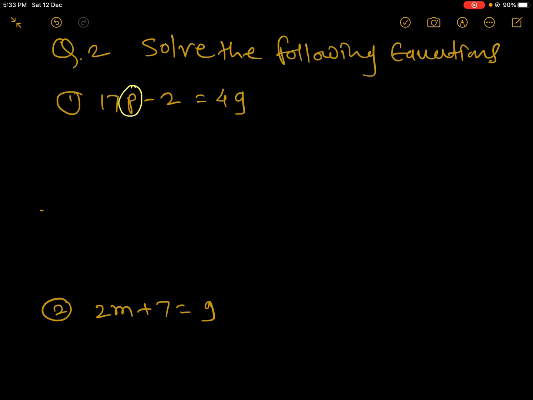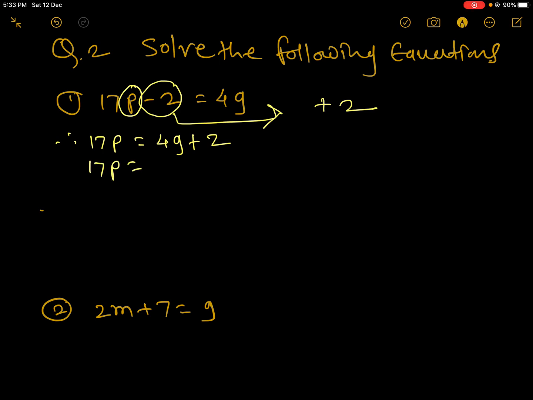Then here is the minus 2. We shift this 2 to the right hand side. It becomes plus 2. Therefore, we get 17p equal to 49 plus 2. Then we get 17p equal to 51. Then to find the value of p, 17 is multiplying here, so we take the opposite operation. We divide 51 by 17.